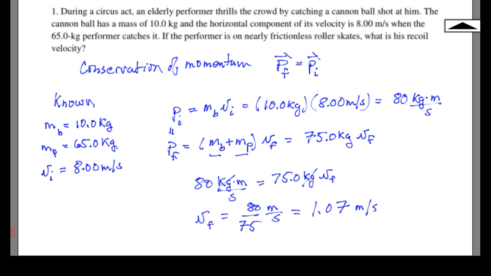meters per second. Note that it's positive, so the combined object of the ball and the performer is in the same direction as the initial momentum. Okay. Well, sorry, the velocity is in the same direction as the initial velocity.